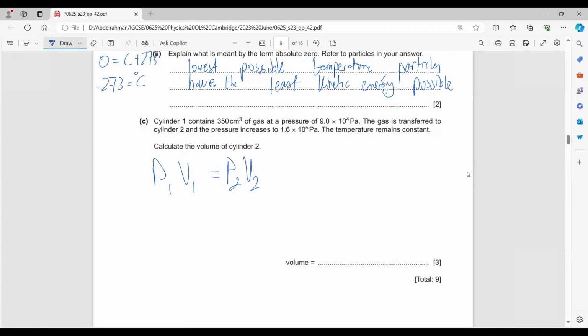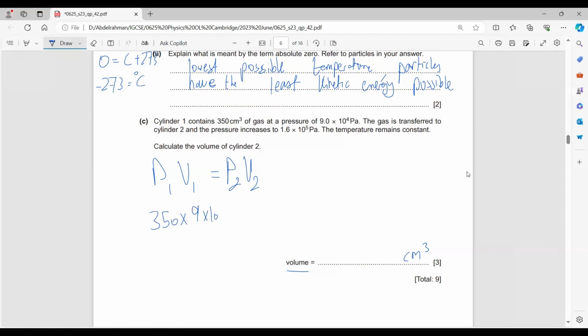What's P1 V1? Wait, don't we have to convert 350 into meters? No, because the final volume could be in centimeters cubed. Volume can be in meter cubed, yes, it is a valid unit for volume. So we do 350 times... no, we'll leave it as centimeters cubed.